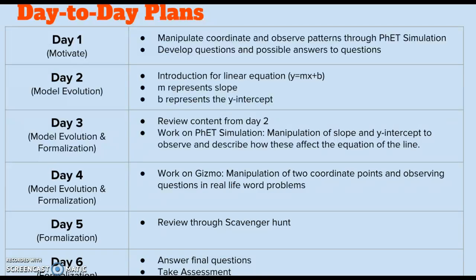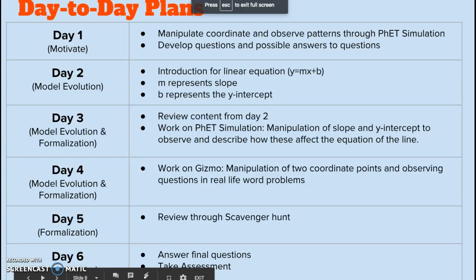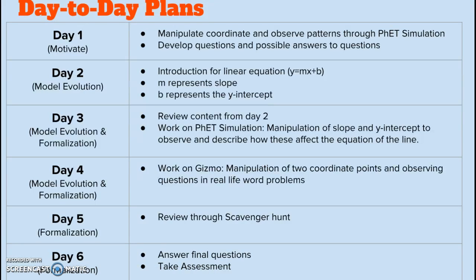On day 2, we will be introducing linear equations and key vocabulary using a foldable. Linear equations are in the form y equals mx plus b, which is referred to as slope-intercept form. Students will learn that the m represents the slope of the line and b represents the y-intercept. On Schoology, students will have access to resource videos that can be viewed when they are in need of review or just need a refresher of the information.